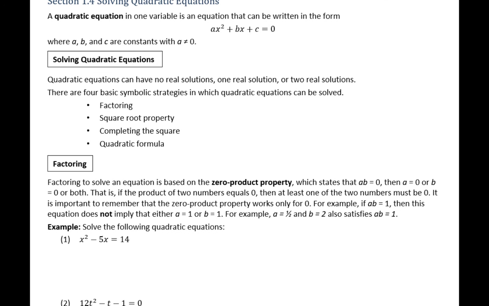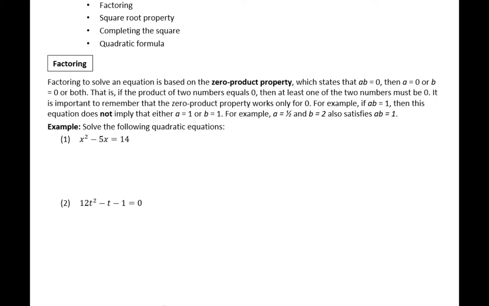Look at these examples. In the first one, of course, you need to set one side equal to 0. You can subtract 14 from both sides, and those 14s will cancel. You can't combine those other terms. So from here I get x squared minus 5x minus 14 equals 0. Now here's a good, easy rule.